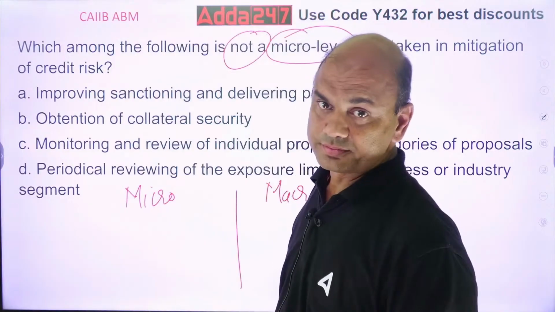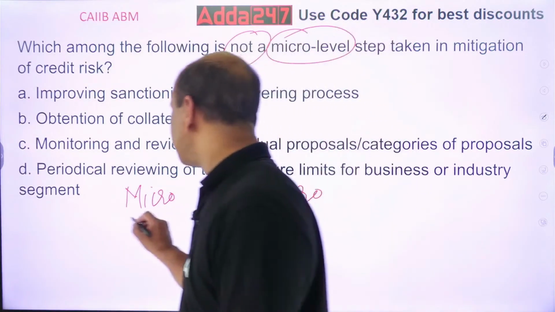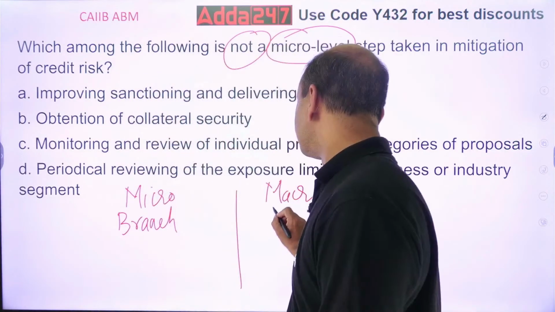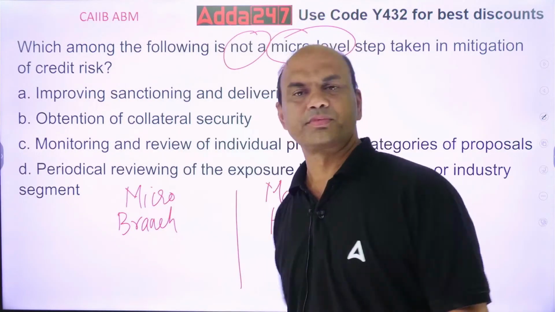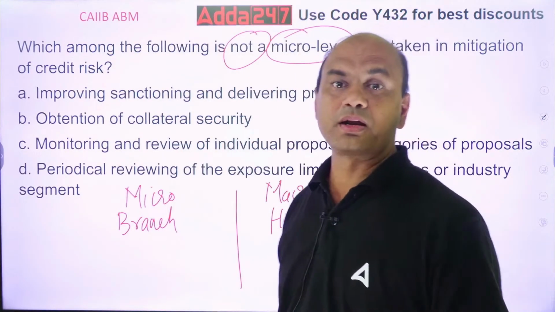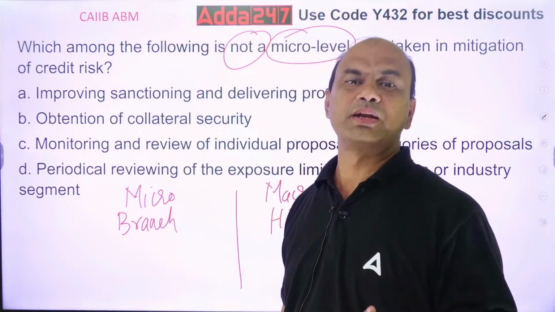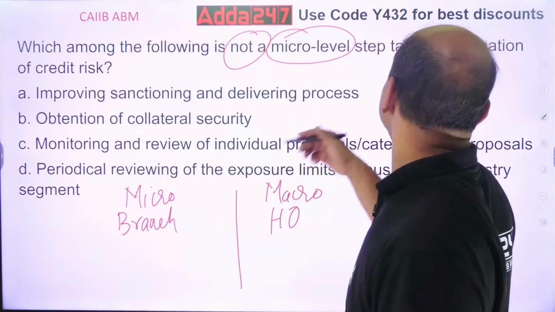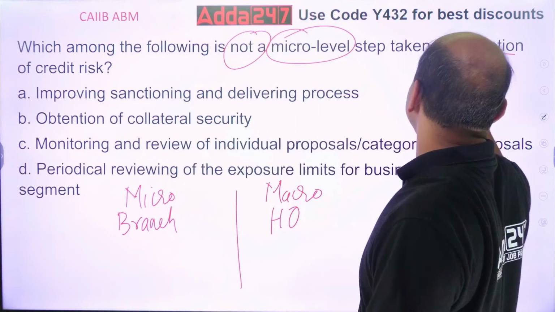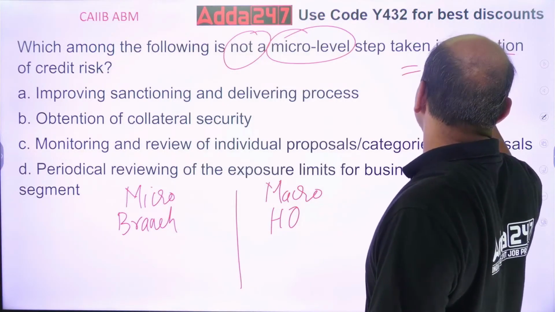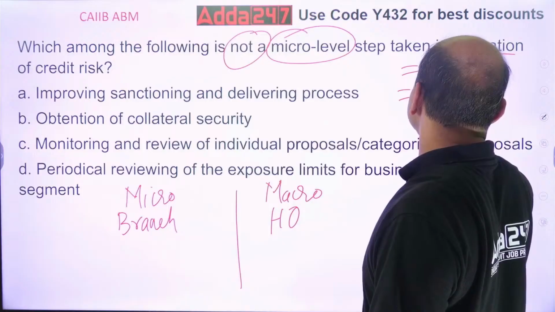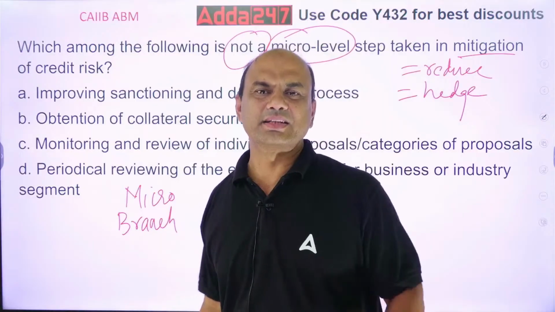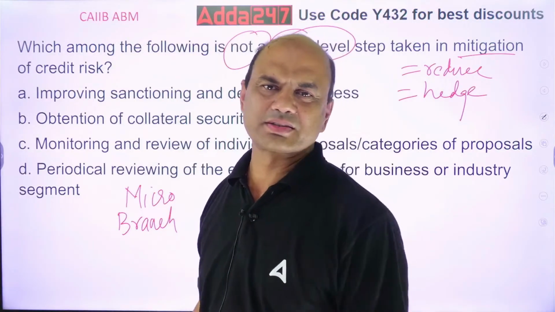Micro means branch level. I am very clear in this. Macro means HO, head office level. At branch level, what do you do to mitigate the risk? Mitigate means reduce. There are 2-3 words: mitigation equals reduction equals hedging. All are one and the same. Either hedging the risk, mitigation of risk, reducing the risk, one and the same.